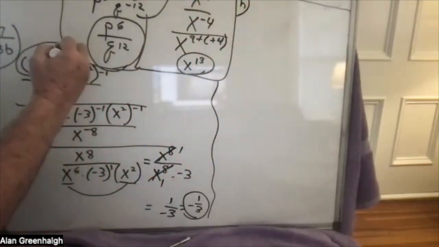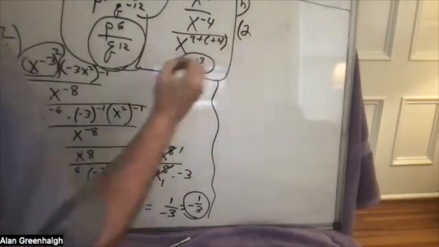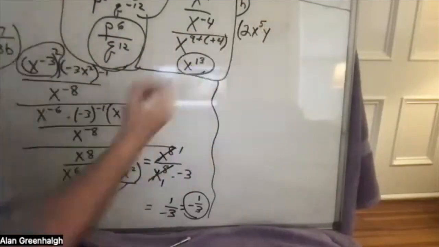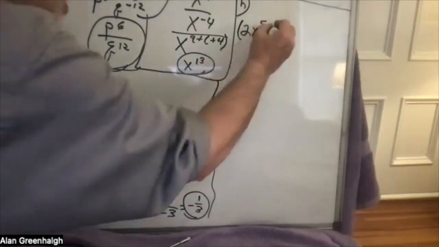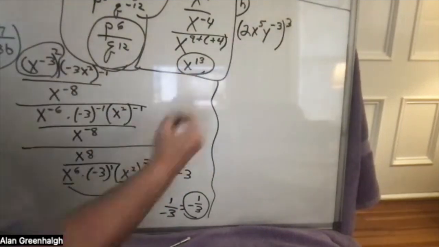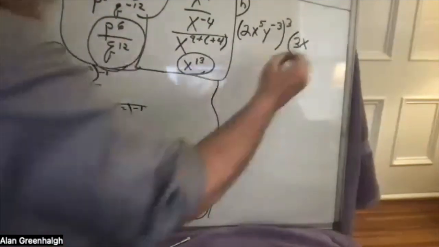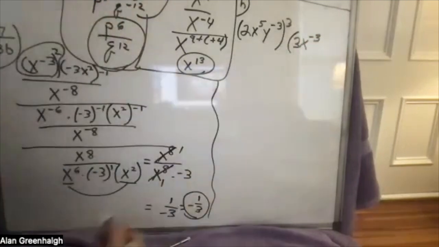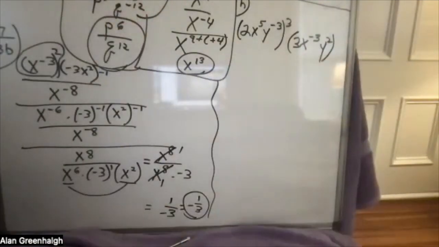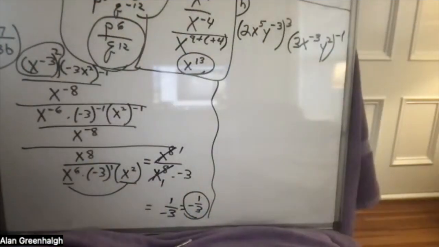And now let's use it, because it seems appropriate. So here's the problem. 2x to the 5th, y to the -3, all raised to the 3rd, times 3x to the -3, y to the 2nd, all raised to the -1 power. Okay.